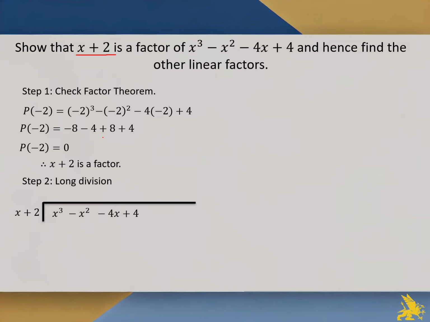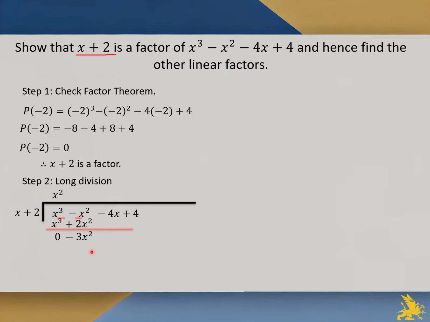I start off with everything in the correct order of my powers. I then go x to the power of 3 divided by x gives me x squared. Then I go the opposite way to work out what's been shared. x squared times x is x cubed, and x squared times 2 is +2x squared. I take away what's been shared, so that cancels out that first term. -x squared, take away 2x squared gives me -3x squared.